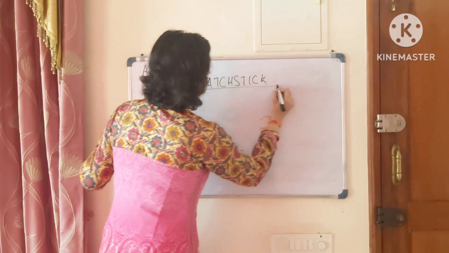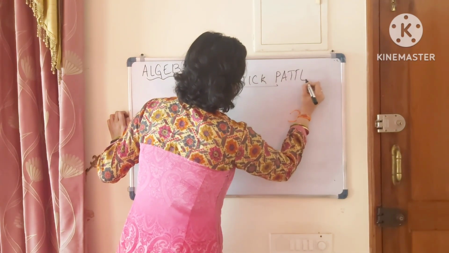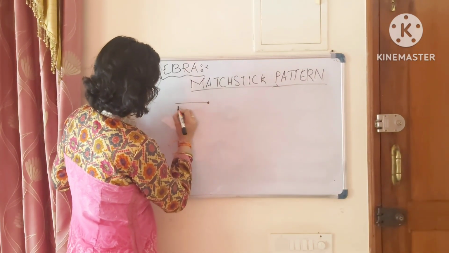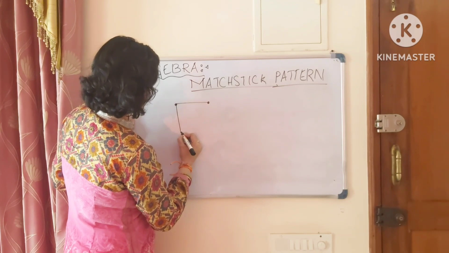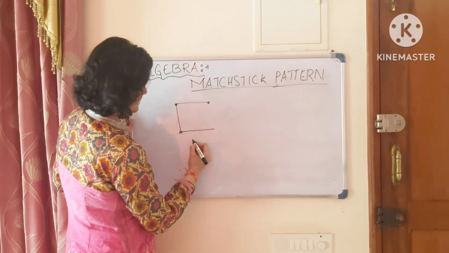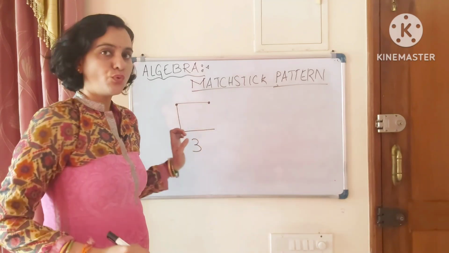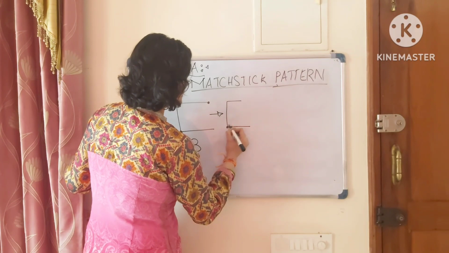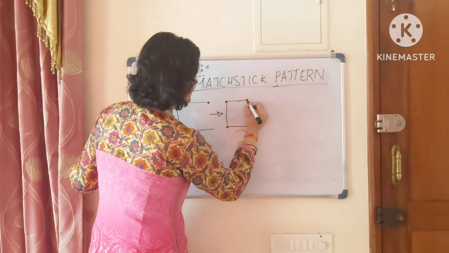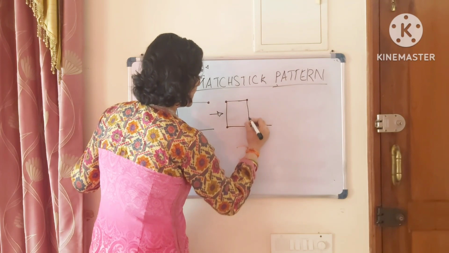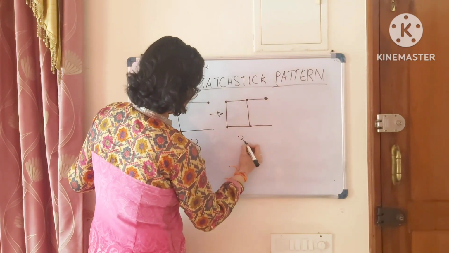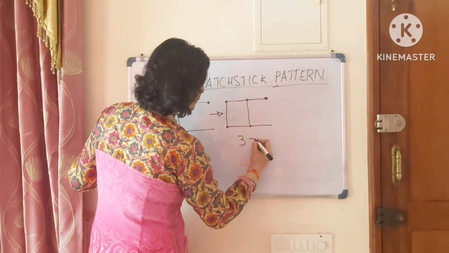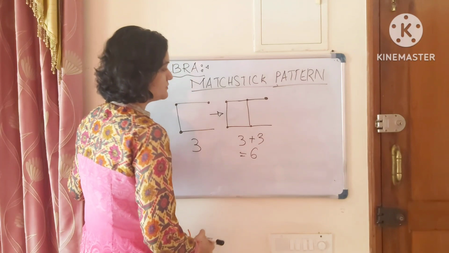Let's understand it. Matchstick pattern. This is a C formed with 3 matchsticks. So one C was formed with 3 matchsticks. Now I decide to make one more C with matchsticks. So if I take one more C, then again I will need 3 more matchsticks, right? So 3 were here in the first C, 3 more for one more C. So total matchsticks became 6.